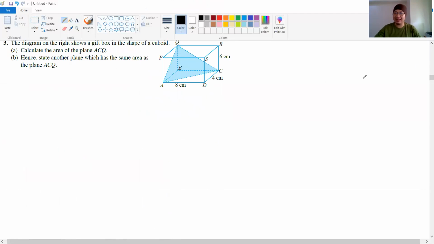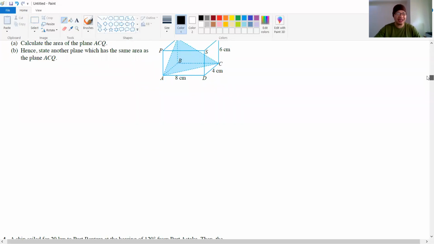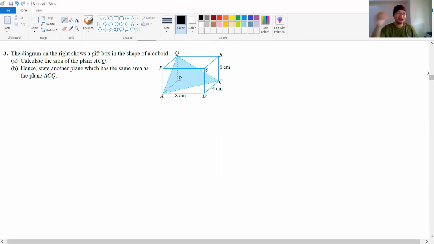Okay, question number 3, 3D diagram. This one I will discuss with you. So what do we have here? A shape of a cuboid. When we talk about a cuboid, I haven't read the question yet, but all the sides will always be 90 degrees, because it is a regular cuboid. So calculate the area of ACQ. A, C, and Q.